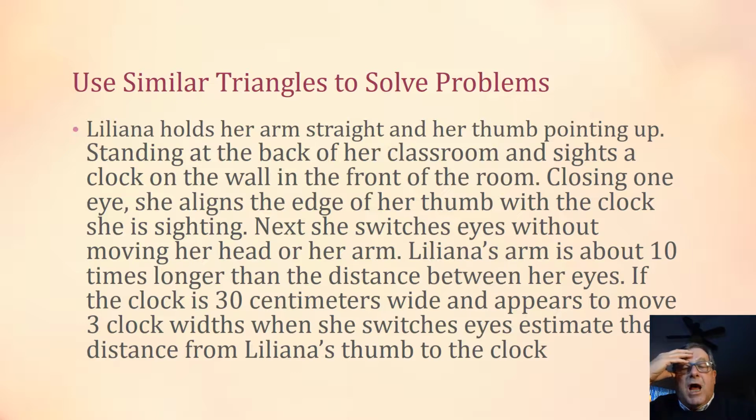Next, she switches eyes without moving her head or her arm. Liliana's arm is about 10 times longer than the distance between her eyes. If the clock is 30 centimeters wide and appears to move 3 clock widths when she switches eyes, estimate the distance from Liliana's thumb to the clock. And so let's look at this thing sketched out, and then we'll solve this problem.